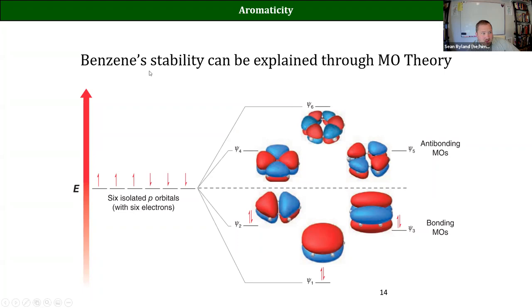So this is why aromatics are so stable: if you can fill up these bonding orbitals and not have any electrons in the anti-bonding orbitals, all of these bonding orbitals are lower in energy than having separate pi orbitals, which means that they're all contributing to that overall stability.